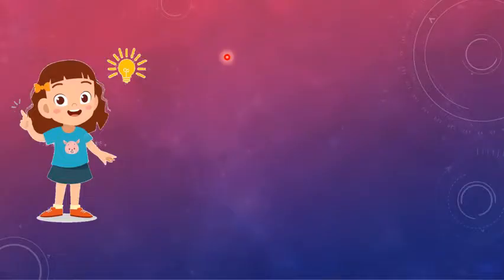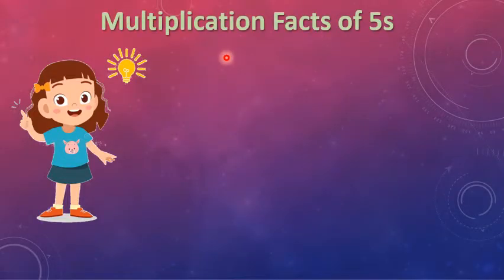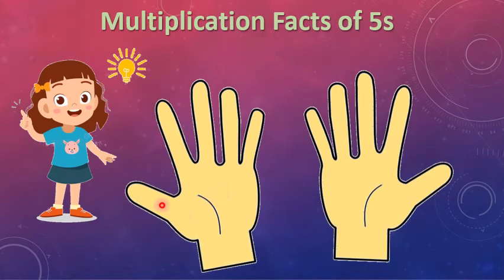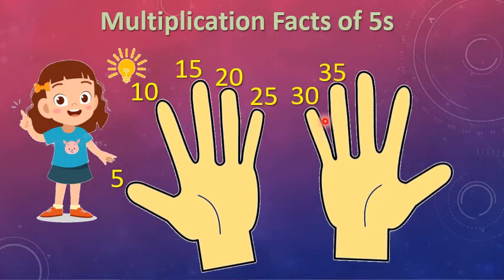In our multiplication facts of 5, we can use our fingers and use our song of counting by 5 from left to right. Here we have 5, 10, 15, 20, 25, 30, 35, 40, 45, and 50. This is our ordinary song.